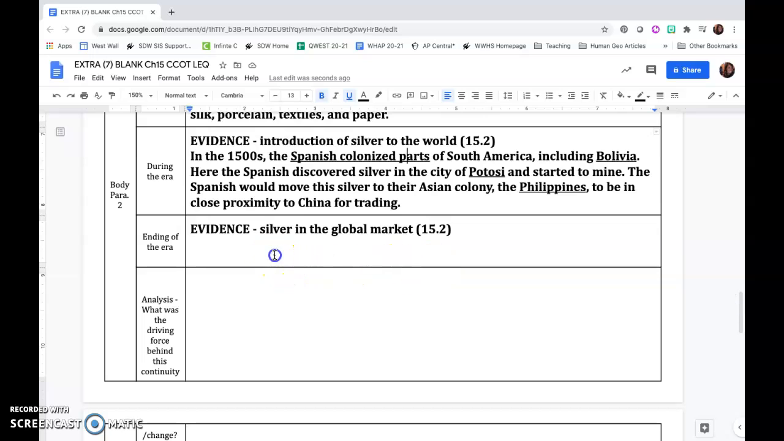And then the very last one that I'm going to be talking about is evidence. How do I know that silver is now in the global market? As I look at the end of my notes for chapter 15.2, I notice that 15.2 is going to talk a lot about how the Ming Dynasty is going to require China to pay all of their taxes in silver. So then we talked a lot about how the farmers and the merchants are going to have to pay said taxes in silver, which means that they also are going to want to trade with others, specifically the Europeans and the Spanish, to get silver during this time period.